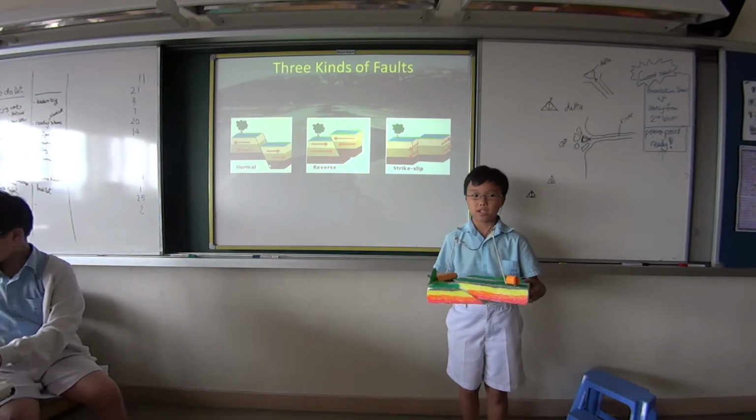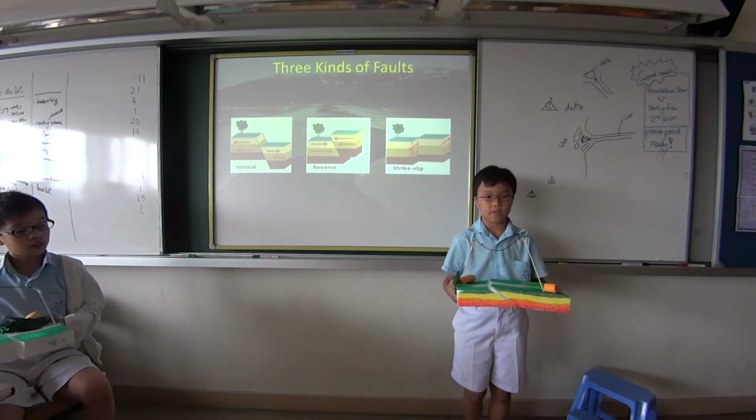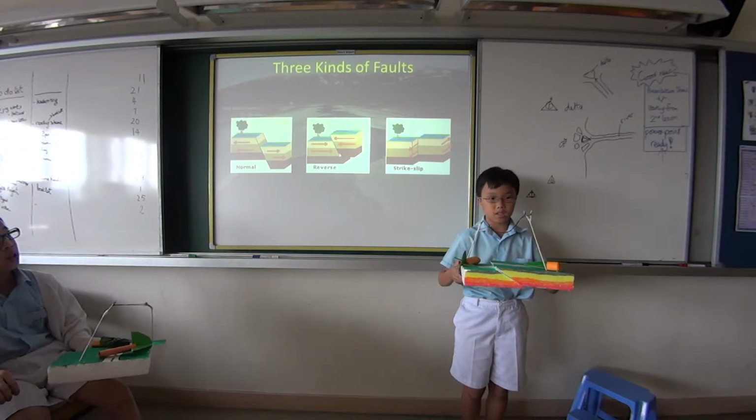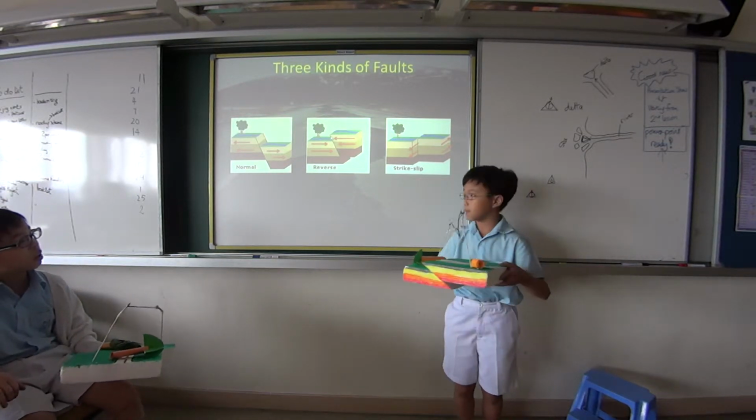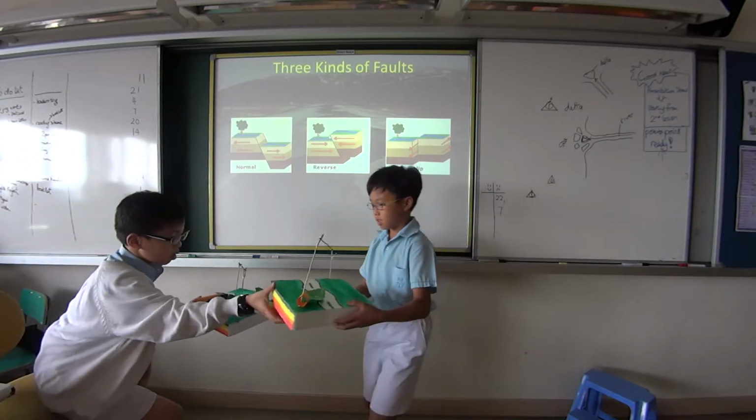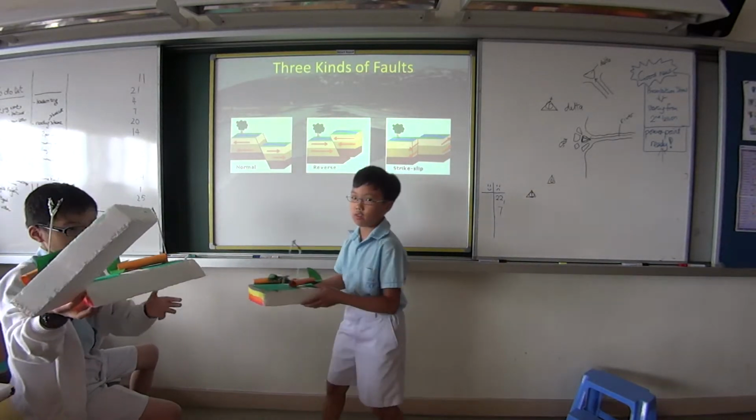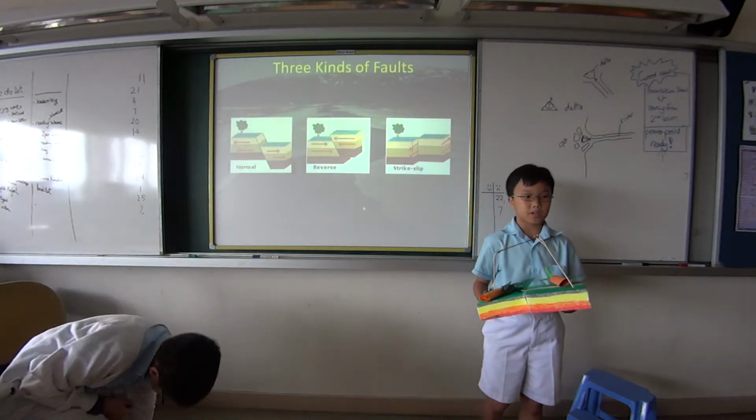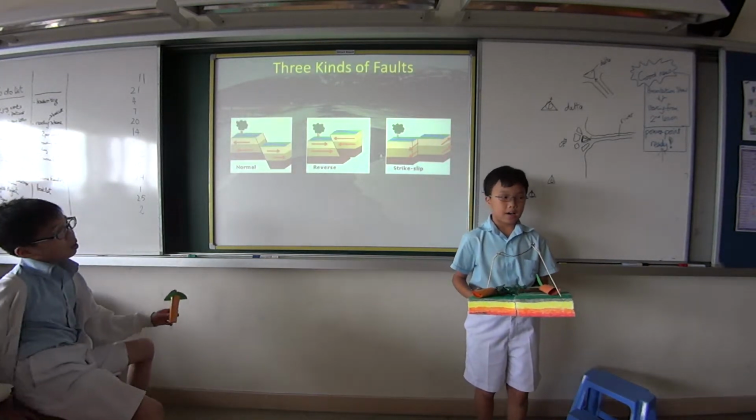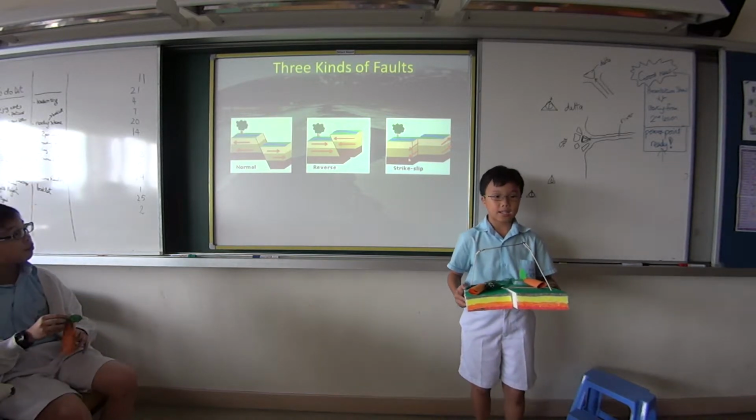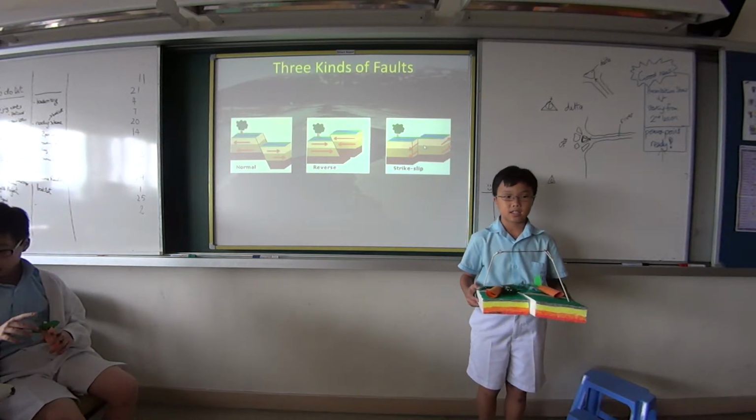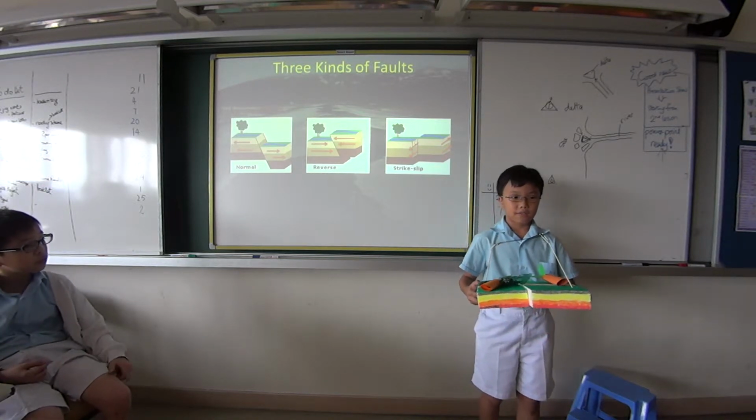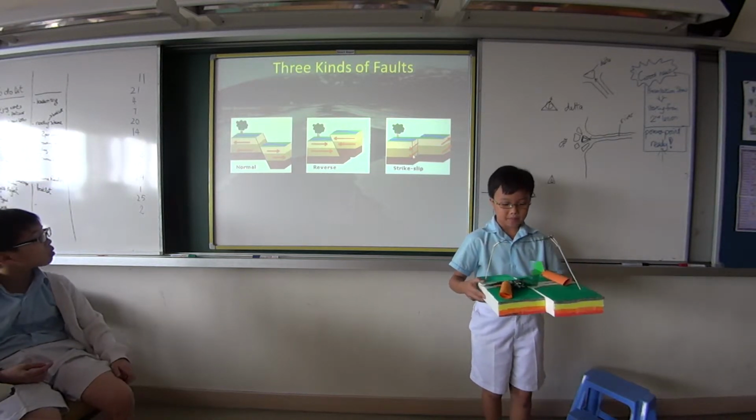The next one is called reverse fault, also known as thrust fault. It happens when two plates are colliding. Eventually, one of them would slide upwards. The next one is called strike-slip fault, also known as lateral fault. It happens when two plates slide horizontally at different directions and at different speeds. Eventually, there will be a wide crack between them.